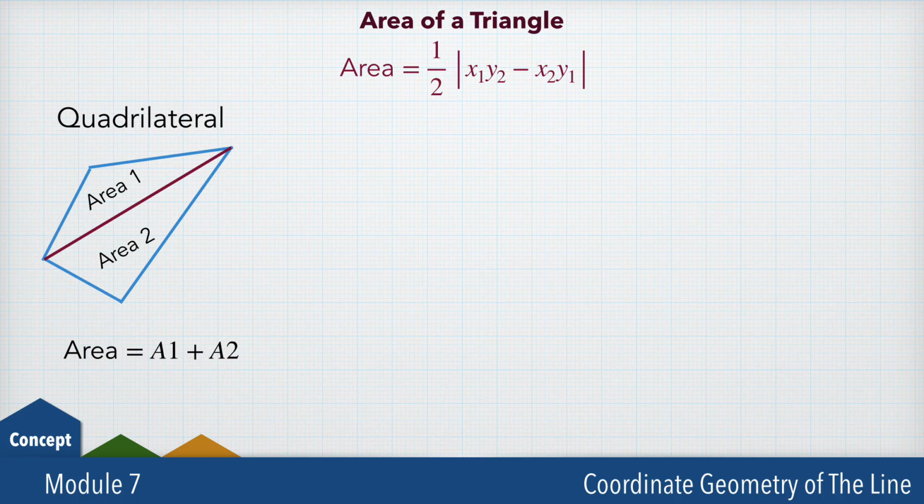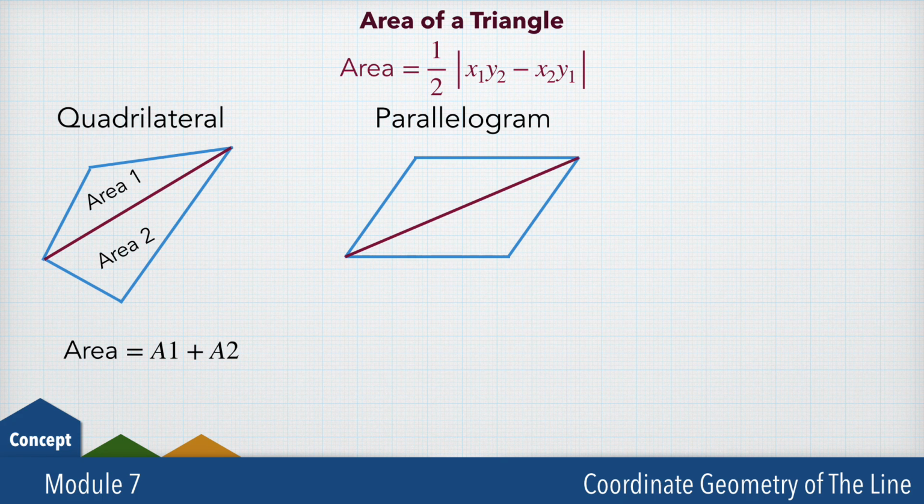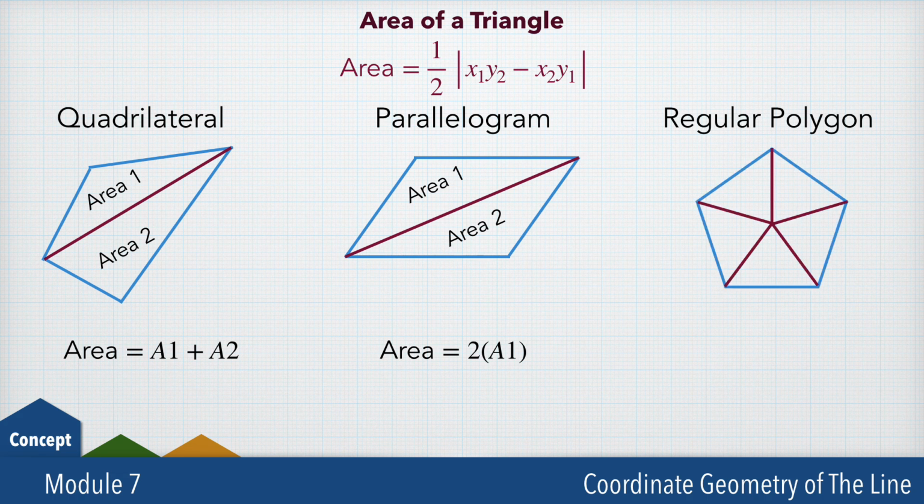The area of a parallelogram can be found by using a diagonal, which divides the parallelogram into two congruent triangles. The area of one triangle can be found using the area formula, and the area of the parallelogram is this area multiplied by 2. A regular polygon can be split into equally sized triangles. If the vertices of one triangle in the shape are known, then this area can be found and then multiplied by the number of sides in the polygon.